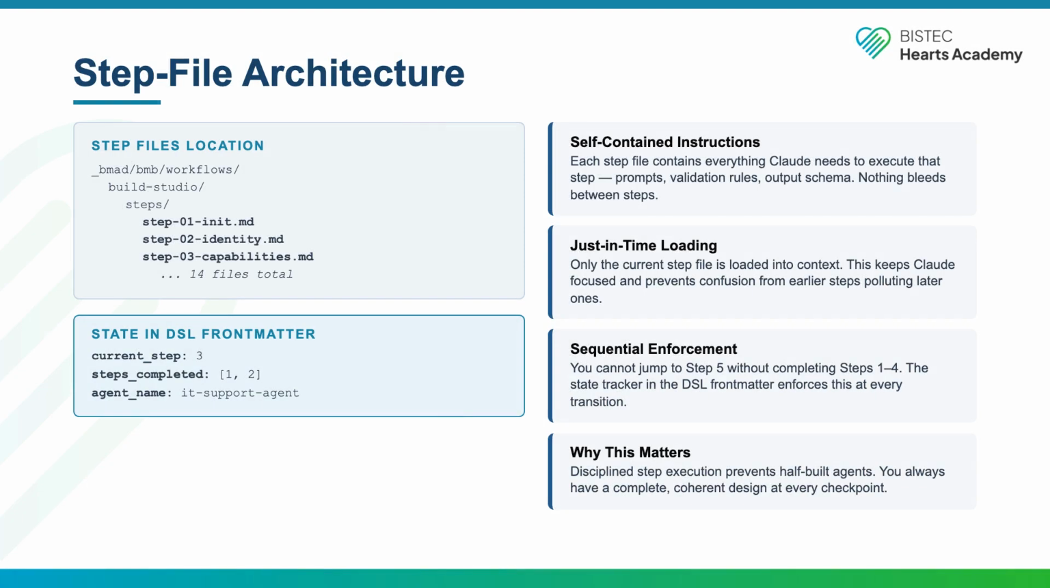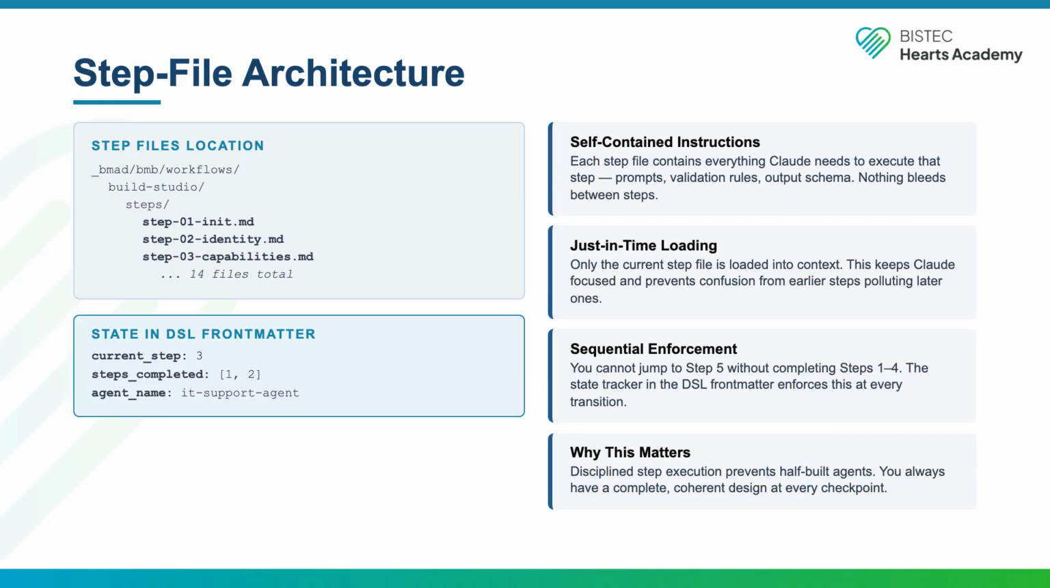Each step in the workflow corresponds to a single Markdown file in the repository, located under the Build Studio Steps directory inside the BMAD workflow folder. Step 1 is step 1 init MD. Step 2 is step 2 identity MD, and so on through all 14 files. Each file is entirely self-contained. It includes the prompts Claude uses for that step, the validation rules for the step's output, and the output schema that gets written to the DSL. Nothing bleeds between step files. There's no shared global state that one step can accidentally corrupt.